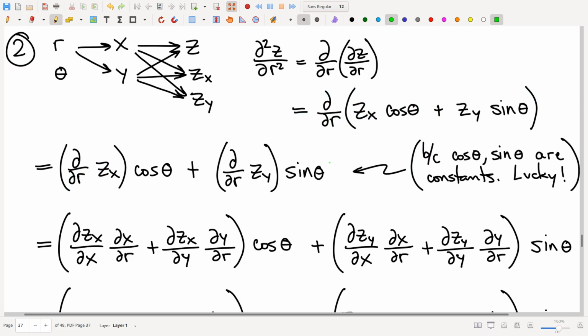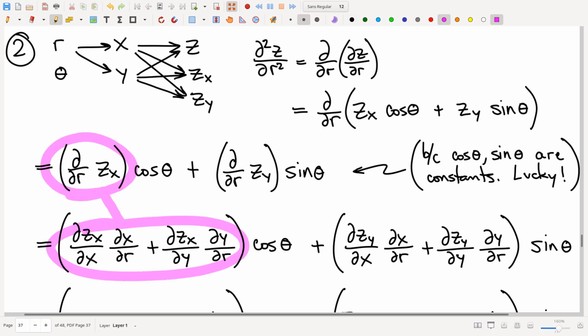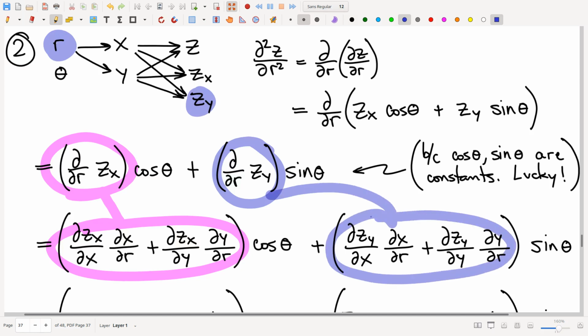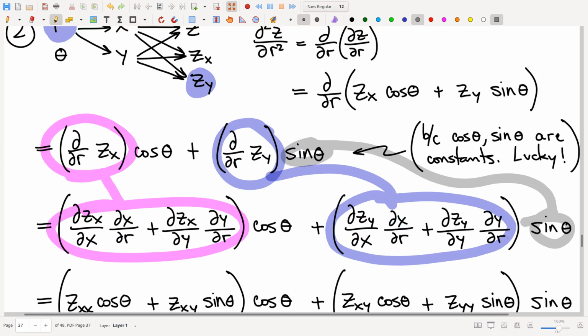Okay, so let's see here. Chain rule problem, terms from the intermediate variables. And now, likewise, very analogously, what do I do with the partial of z_y with respect to r? Well, again, I have clearly two intermediate variables, and thus two terms, and thus this. And of course, just like in the previous, sine theta is a constant, so it just comes along for the ride. Everybody all right?